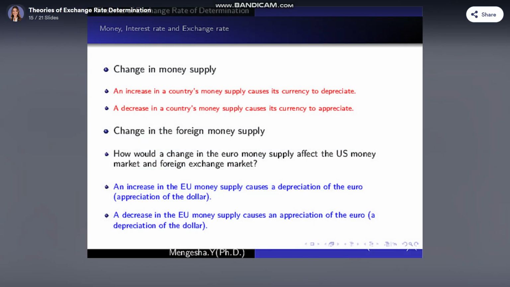Generally, when a country increases its money supply, its currency tends to depreciate. Conversely, reducing money supply leads to currency appreciation. Changes in foreign money supply also affect exchange rates. For instance, an increase in the euro money supply depreciates the euro and appreciates the dollar. These relationships show how monetary policy influences currency values globally.